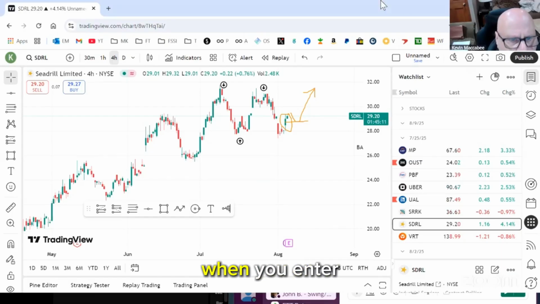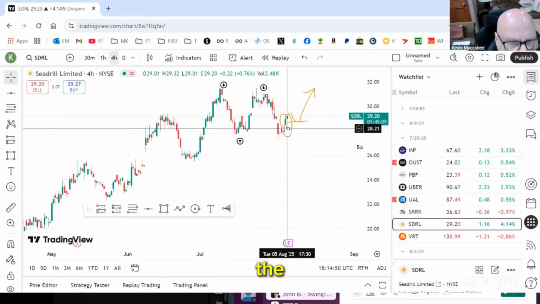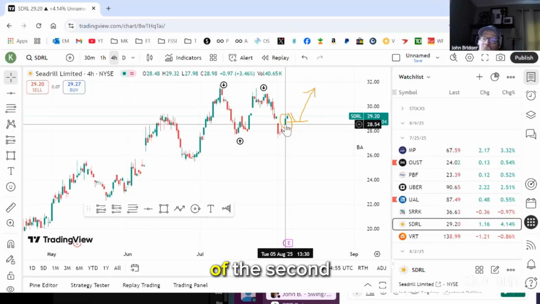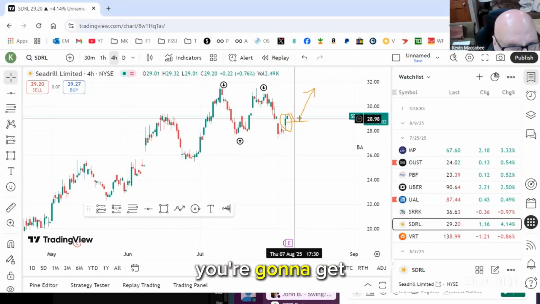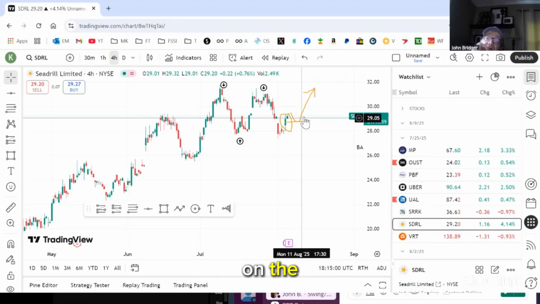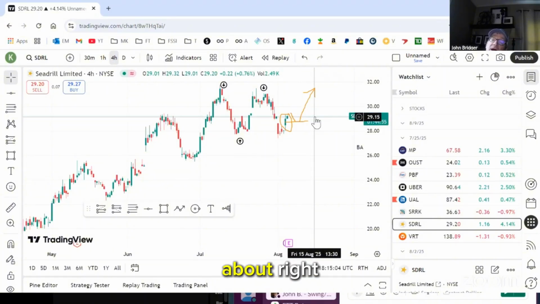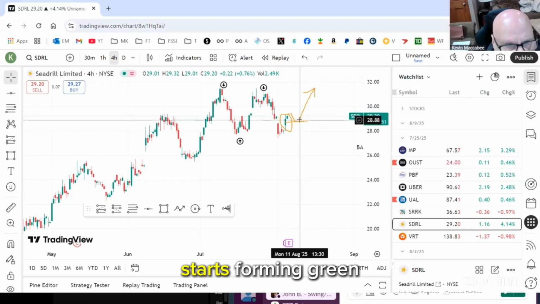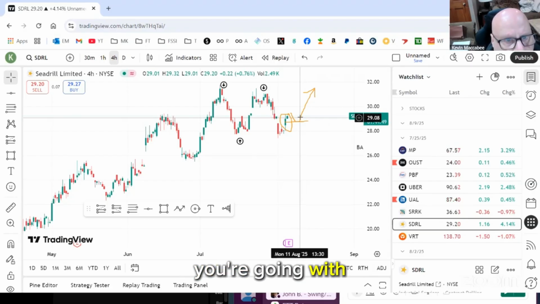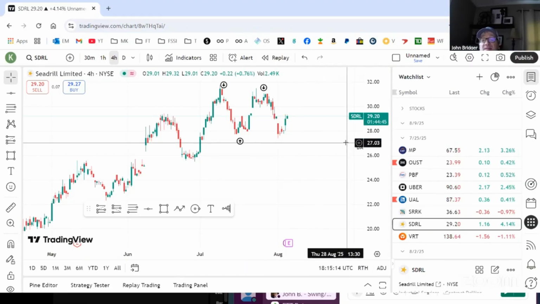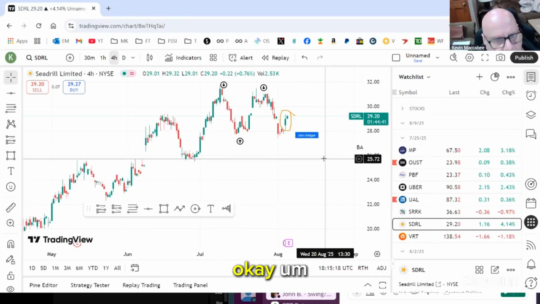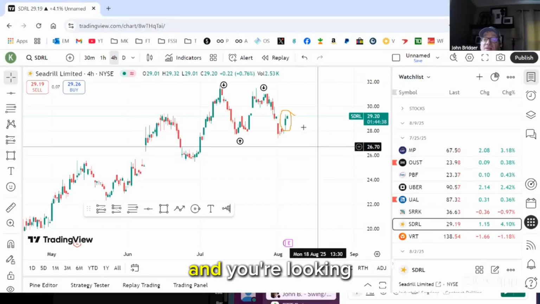So when you enter this, you're gonna have the green candle here, right? You're gonna have the formation of the second green candle. Is that when you're gonna get in right here? Usually, let's say the day of, if this is what you're looking at, the first two that we're talking about, you would get in on that second candle somewhere. Once it starts forming green, is that what you're going with? So you're talking about the next day. Let's assume this has already happened, and let's say this is the trade today and you're looking to get in.